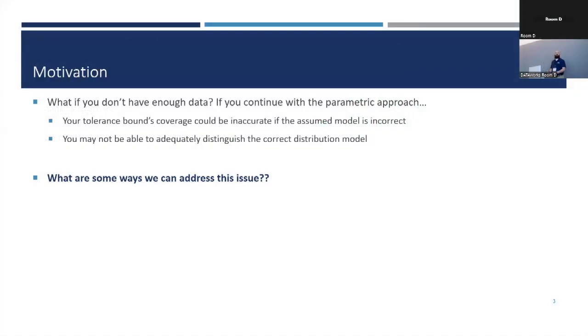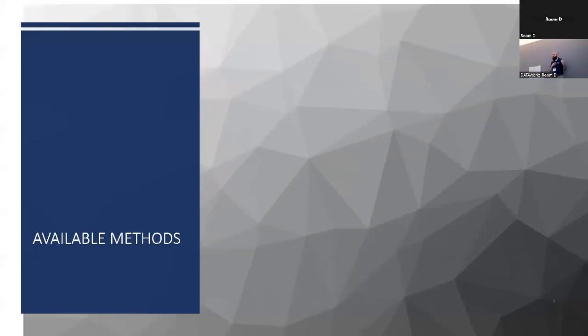So quick recap, tolerance bounds: do a parametric approach, use your model fitted to data. If you do, great. If your model's wrong, that's a bummer because you could be inaccurate. And if you don't have enough data, you might not know you're inaccurate because you don't have enough information to tell whether your distribution is right or wrong. So what are some ways we can address this issue? Well, let's visit some currently available methods.